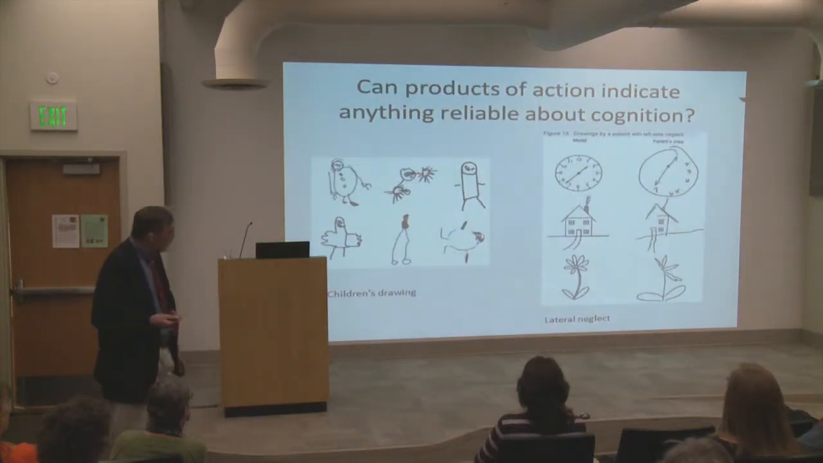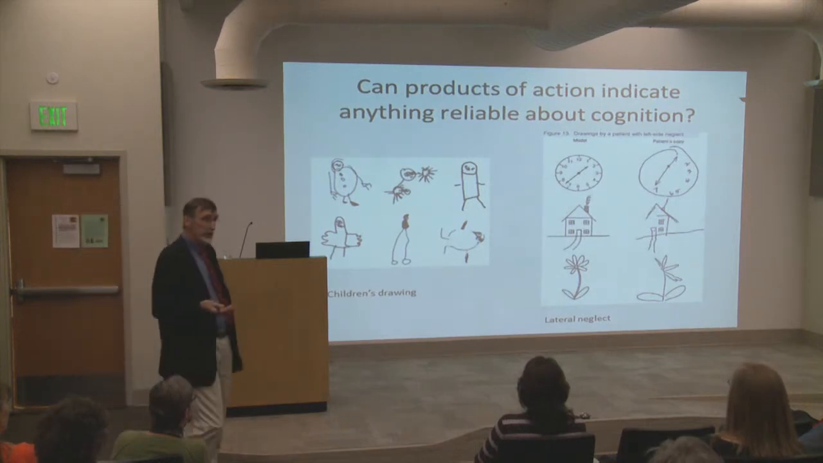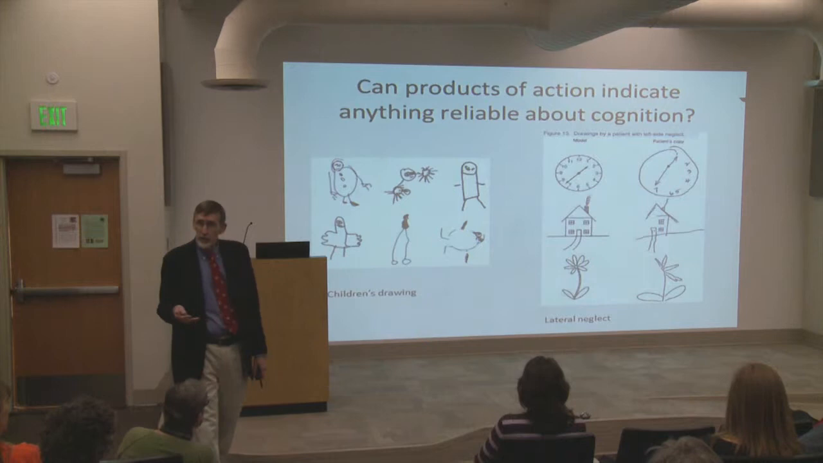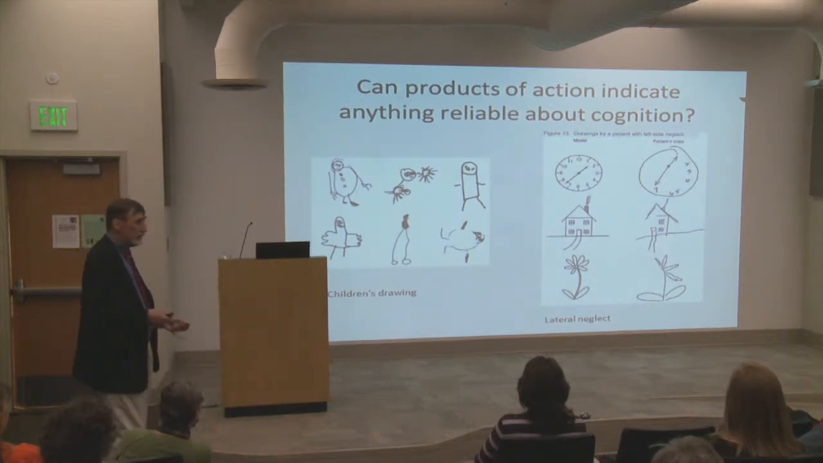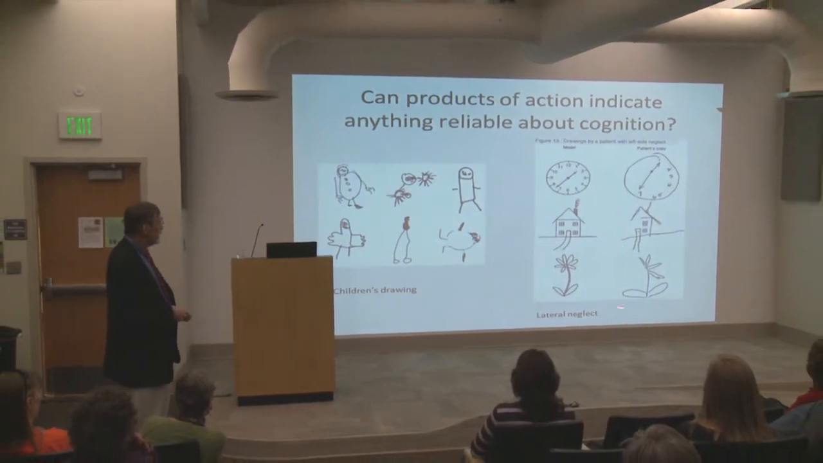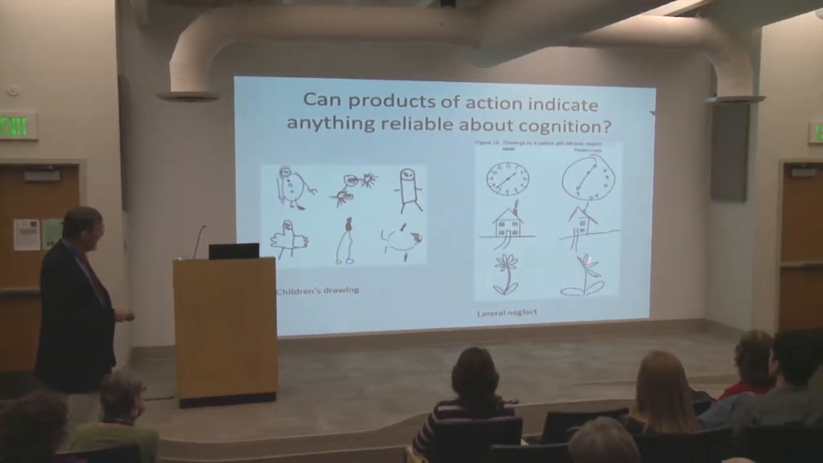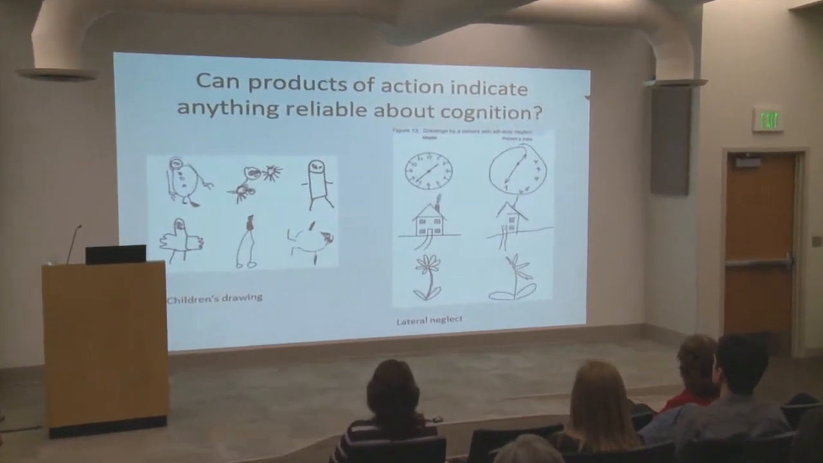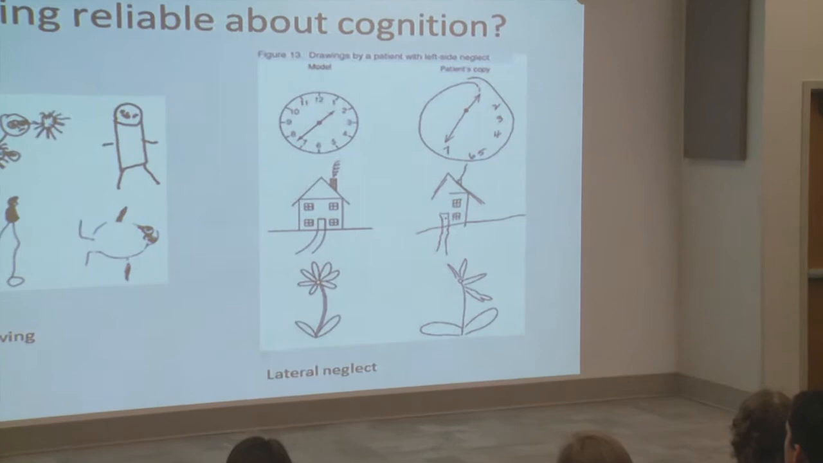So first we have to ask whether products of action actually indicate anything reliable about cognition. And it turns out that psychologists use products of action all of the time. On the right, what you see is a test for brain damage, something called lateral neglect. They ask people to copy drawings, and you see this person copies the drawing, but everything on the left side of the drawing is missing. That's because they suffer from cognitive neglect, which is a kind of brain damage.